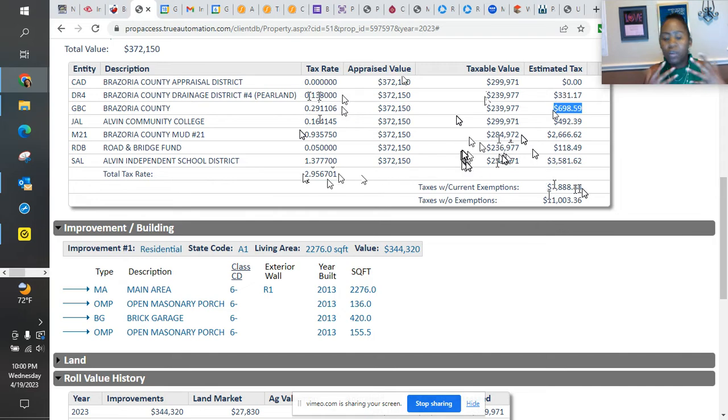Now, for those of you who are currently getting your values and your appraisal or your protest forms in the mail, the important thing to remember is the more you protest and the lower you get these values down, then you ultimately pay less in taxes, because the taxes that you pay are essentially a percentage of your value. So that's the importance of protesting.